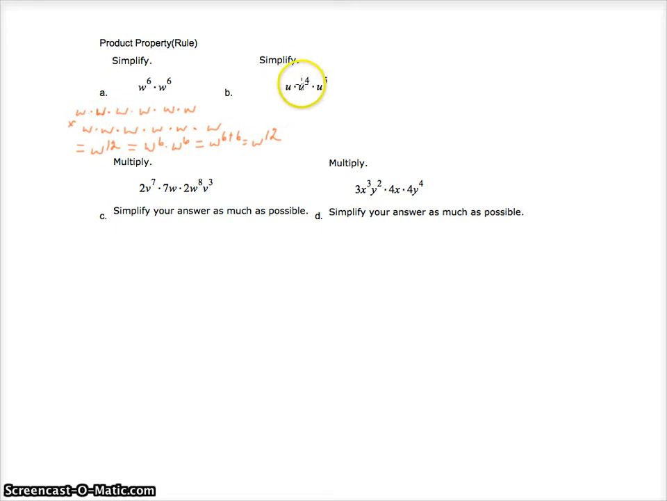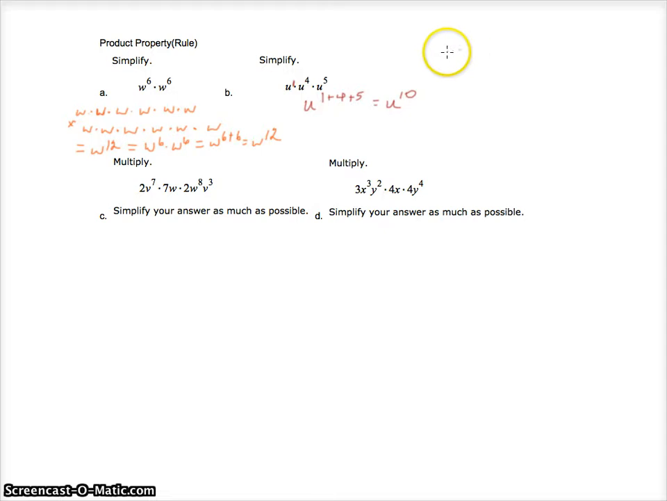Here I have u times u to the 4th times u to the 5th. It's really important to remember that when I just have a variable, I have a little 1 in front of it. So now I can rewrite this as u to the 1 plus 4 plus 5. 1 plus 4 is 5, plus 5 is u to the 10. So when we multiply powers, we add the exponents.